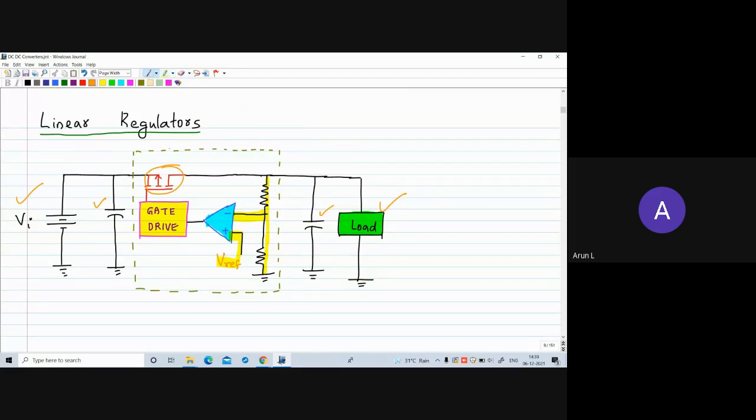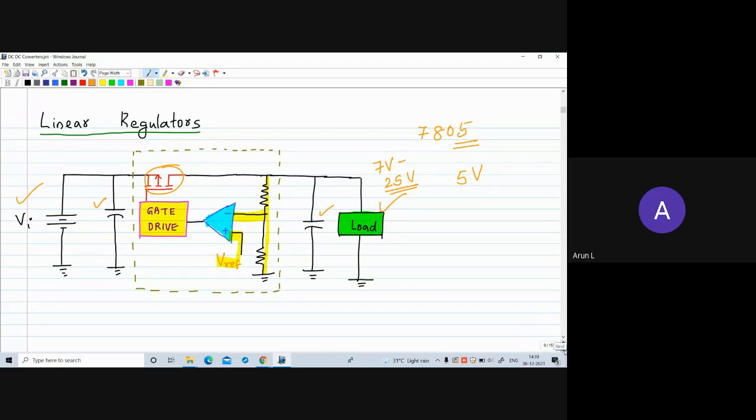So this solution is useful only for low power applications where you are not concerned about efficiency. One typical example is the 7805 IC. Using the 7805, you can get a 5 volt regulated output even when the input changes from say 7 volt to 25 volt. The remaining voltage is dropped across the series element. So the efficiency is not good in such an application, and the power rating of this IC is also limited. In high power applications, we cannot use this.